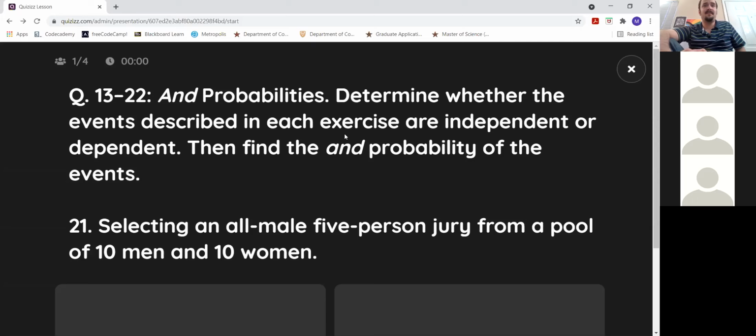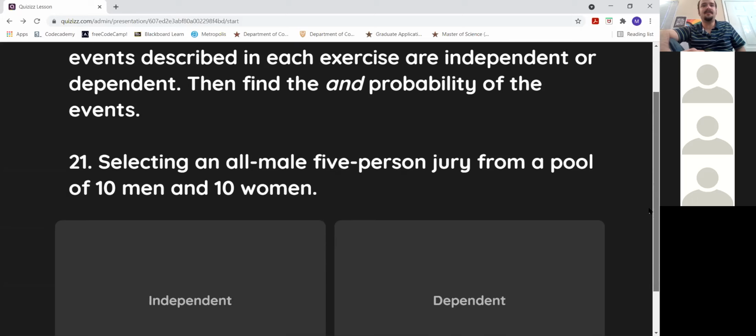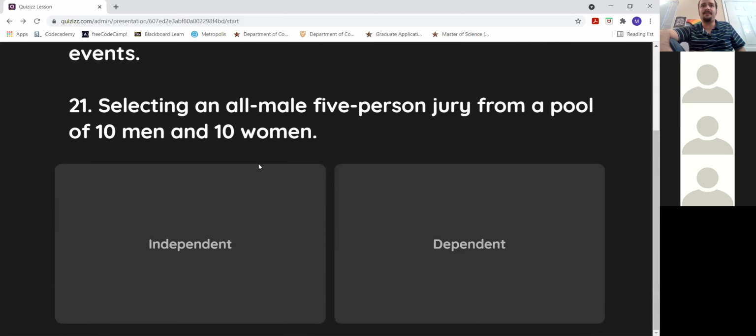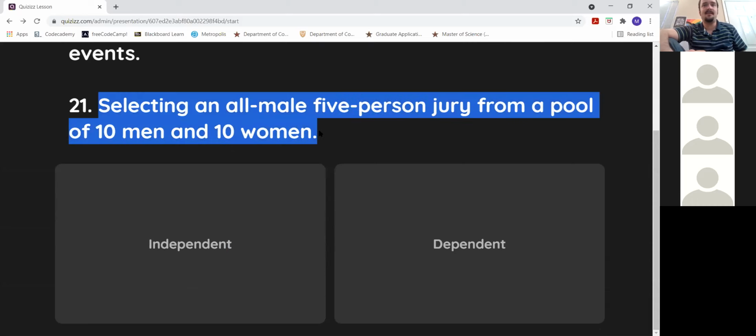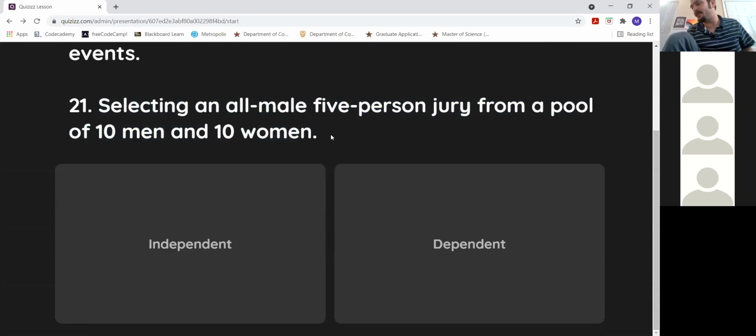So determine whether the events described are independent or dependent: selecting an all-male 5-person jury from a pool of 10 men and 10 women. When you select these people, you're going to select them kind of one person at a time. Someone in my last class asked me, are we going to do one at a time or all at the same time? If you do all at the same time, I'm not sure how you are going to do that.